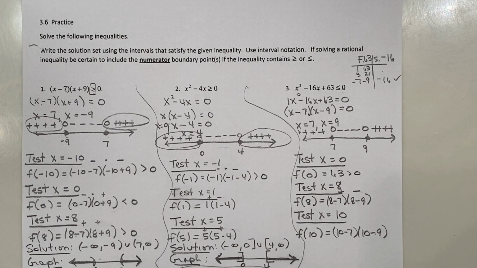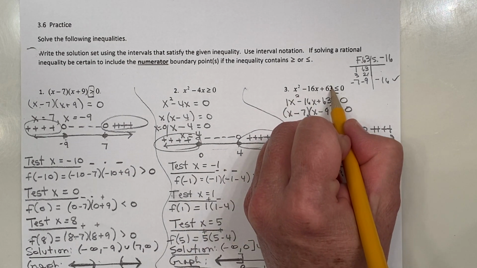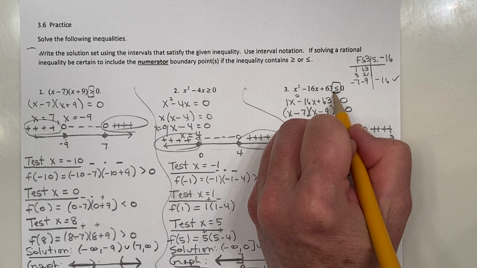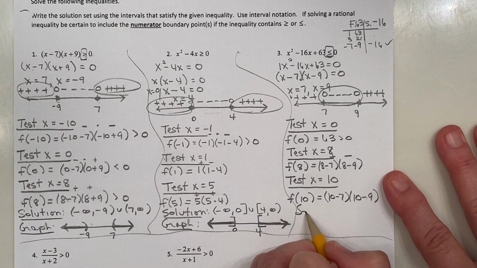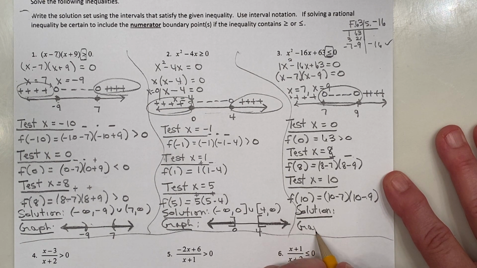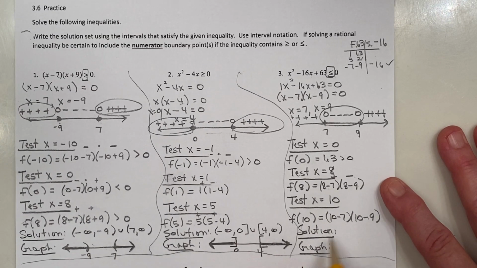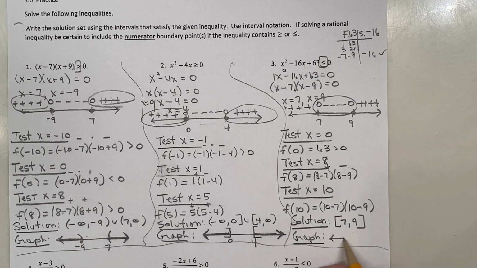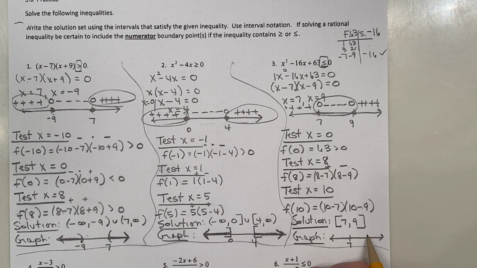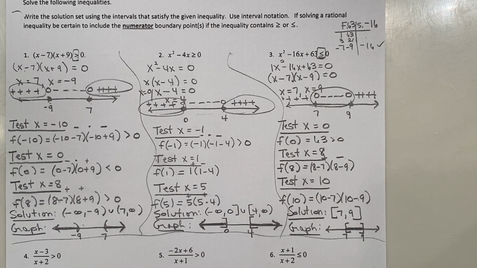Do we want positives or negatives? It's only one. We want actually the negative solutions and the 0 solutions. So that would be right here. All right, so our solutions would be 7 to 9. Brackets because of the or equal. Brackets will face inward, so I can bold this part of the solution number line.